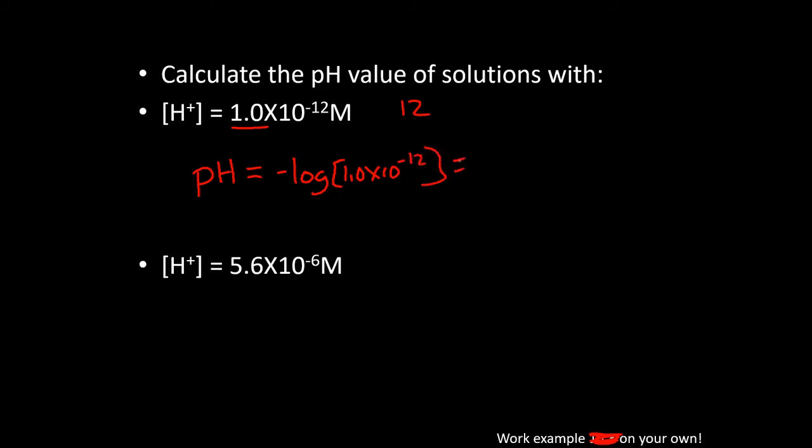And so on your calculator, you should have a log button, and it should say log. So what you're going to do is put in the negative sign, hit the log, and then 1.0 E. That's the engineering exponent, the EE button, if you have that on your calculator, which will take care of our scientific notation. That E represents times 10 raised to, and then we're going to do negative 12. And that does indeed give us 12 as our pH.